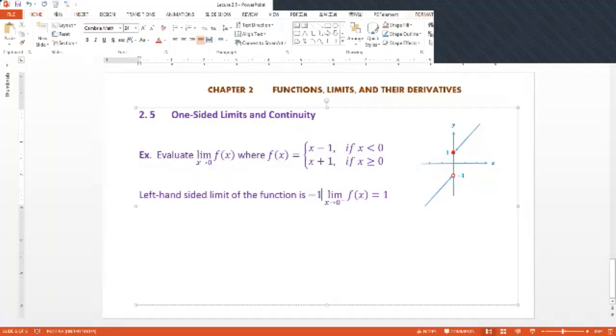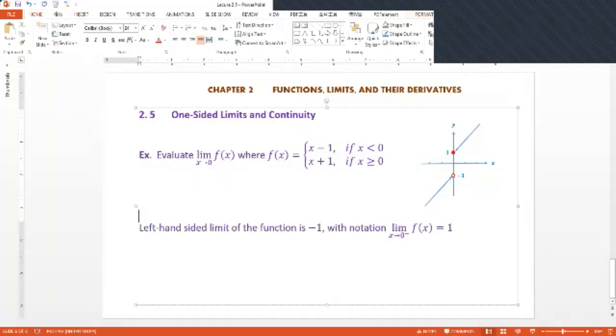And with the notation of this, okay, we use the notation limit of f as x approaches 0 minus equals -1, not 1, sorry. So that's the left-hand side limit.